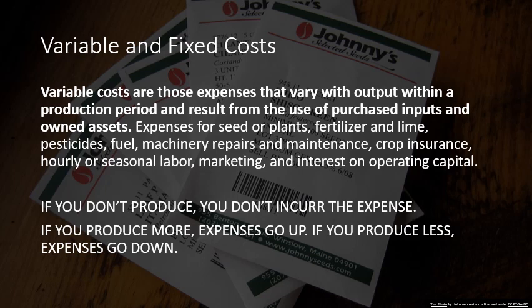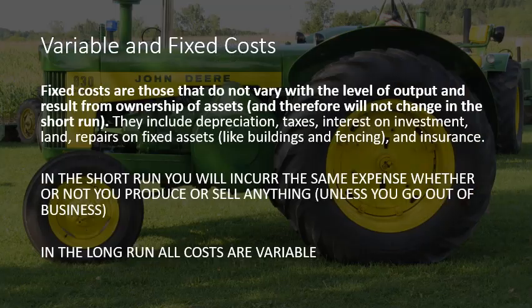So there is some type of relationship between the level of production and these costs. Fixed costs, on the other hand, are those costs that don't vary with the level of output, and they don't change in the short run. They include things like taxes, repairs on your fixed assets, insurance. So in the short run, for a fixed cost, you will incur the same expense whether or not you produce or sell anything, unless you go out of business, of course.